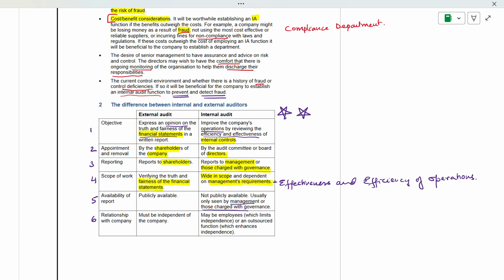The relationship with the company: the external auditor must be independent of the company, meaning they have independence, no influence. Internal auditors may be employees, or sometimes it will be an outsourced function, which enhances the independence. Are you clear about this? There are 6 differences in terms of objective.